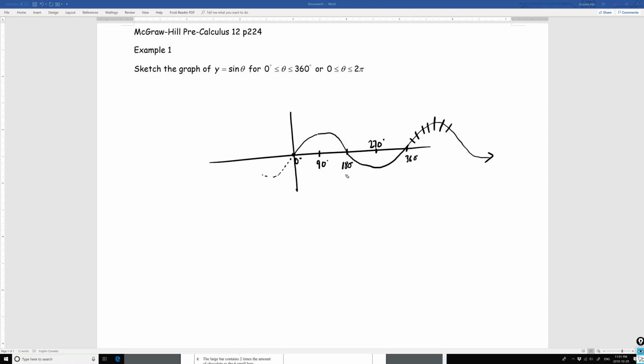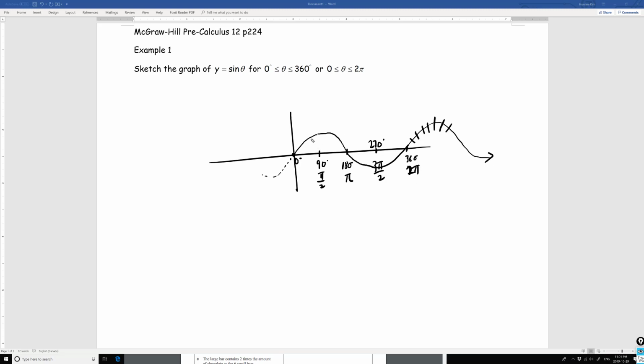So 180 degrees is pi radians. 90 is half of that, pi over 2. This is 1 pi over 2. 2 pi over 2 is pi. This is 3 pi over 2, which is 270 degrees. And this is 4 pi over 2, which is the same thing as 2 pi radians, which is 360 degrees.